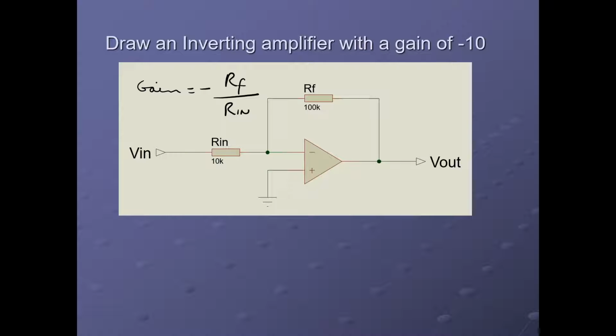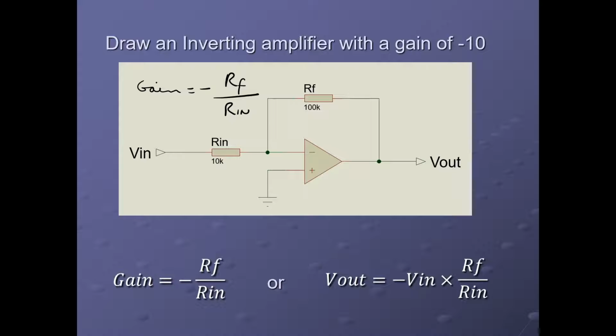It's an inverting amplifier. Okay, so we've got to be able to draw inverting and non-inverting amplifiers from memory. That's one of the few things we have to remember. Okay, the gain is minus RF over RN.